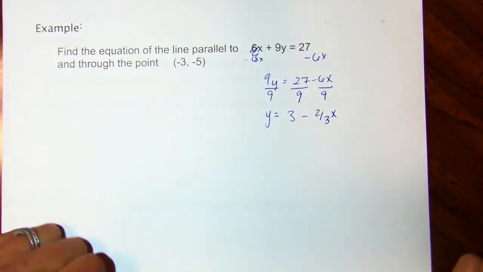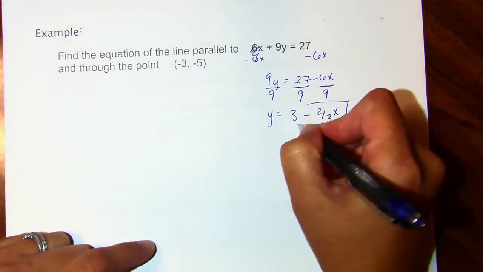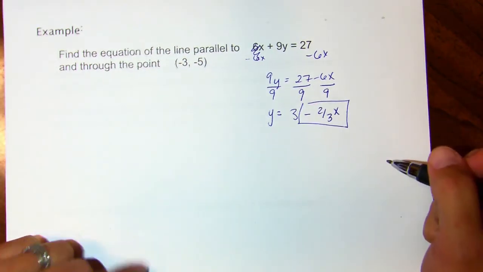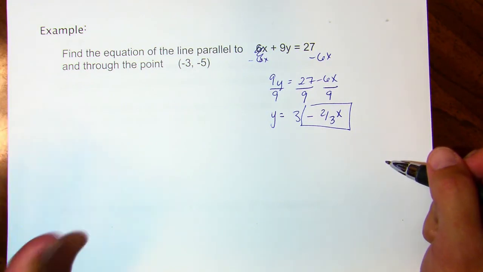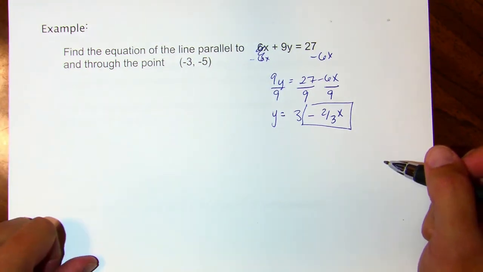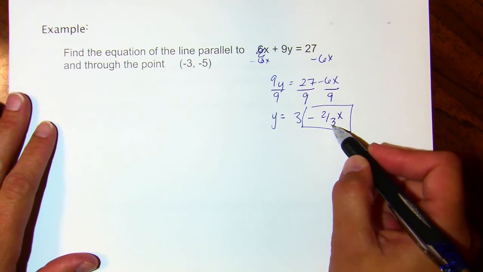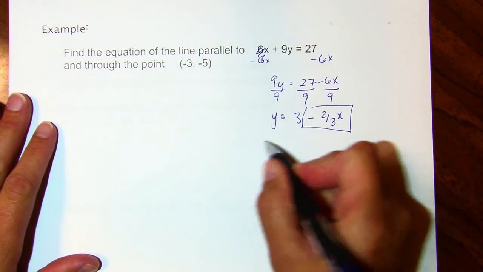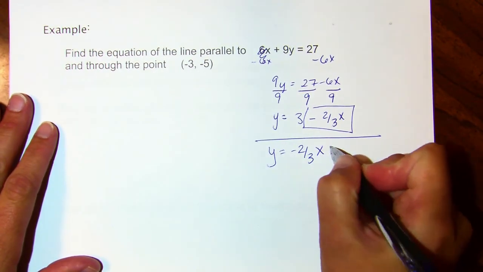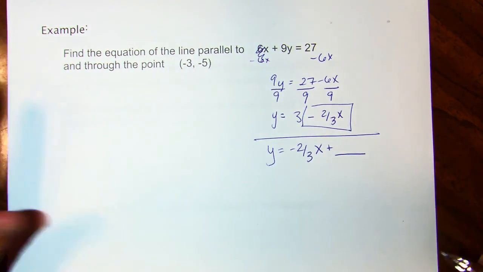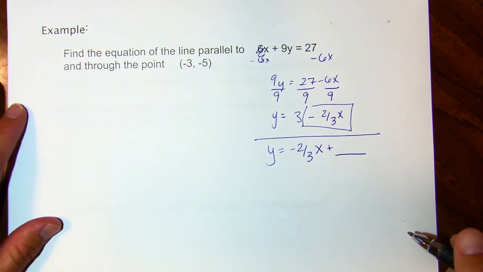So here's my equation. What's my slope? Negative 2/3. Please don't tell me it's 2/3. It's negative 2/3. And please don't tell me it's negative 2/3 x. It's not. It's just negative 2/3. Parallel means the new equation has to have the same slope. So for the new equation, I know it's negative 2/3 times x plus some number. I don't know what that number is. That's kind of the whole goal, to figure it out.